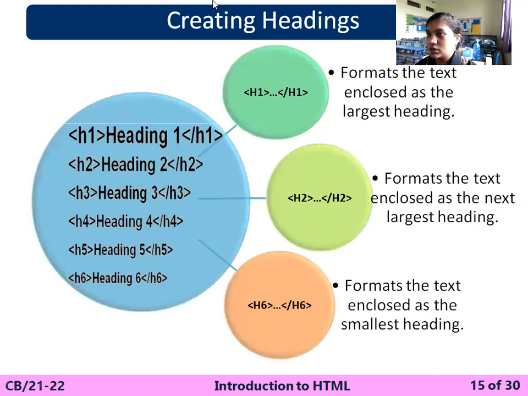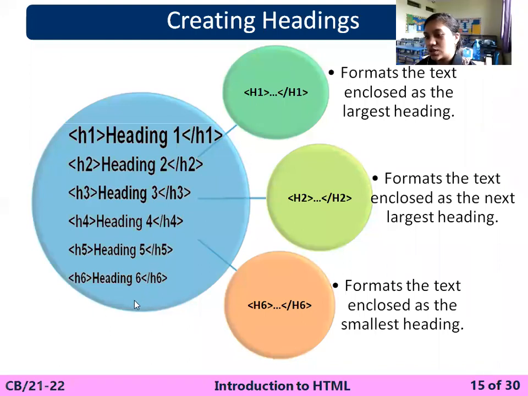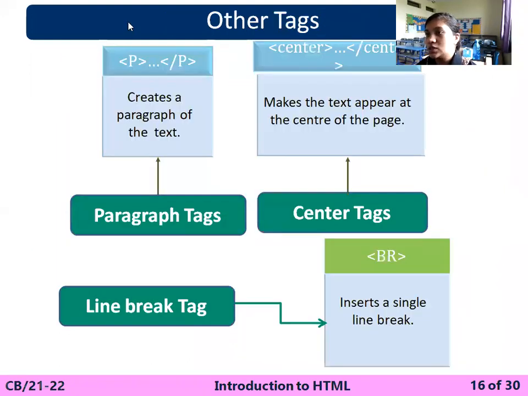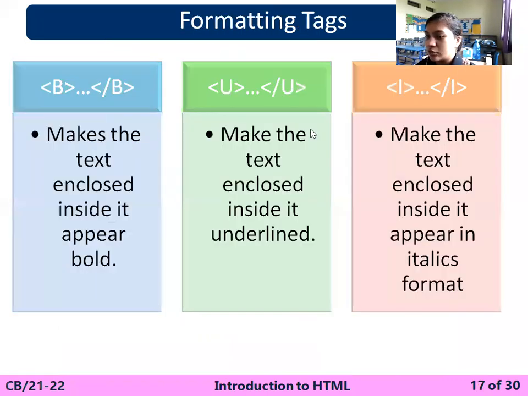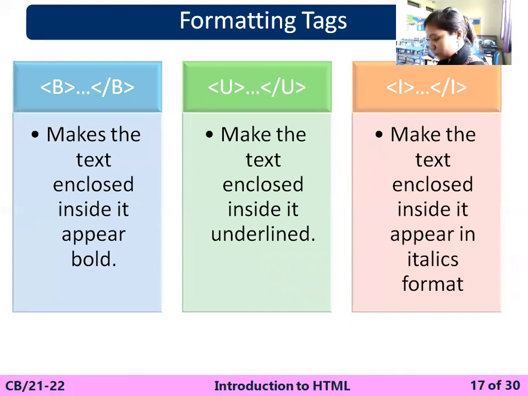Examples are also given. First we learned about the heading tag. There are 6 heading tags used. The largest is H1 and the smallest is H6 for the heading of the web page. Then we learned the P tag, the paragraph tag, the center tag to put your text in the center of the web page, and the BR tag for the line break. Now today we are going to learn formatting text, which will make your web page more attractive.